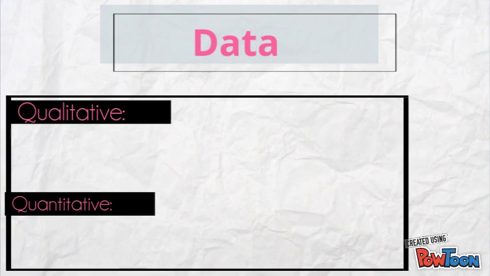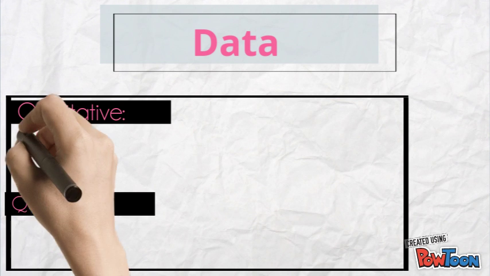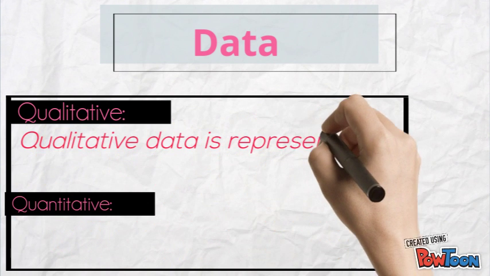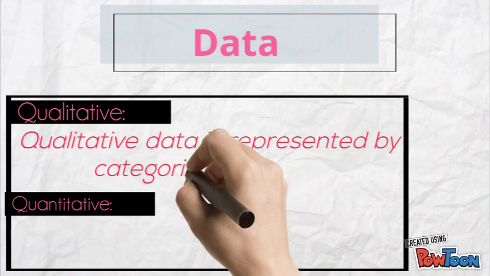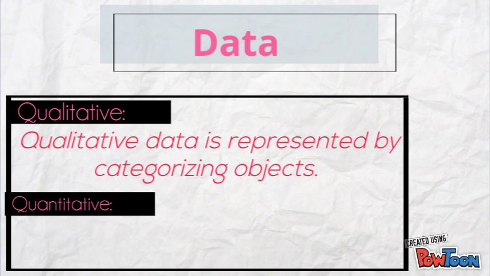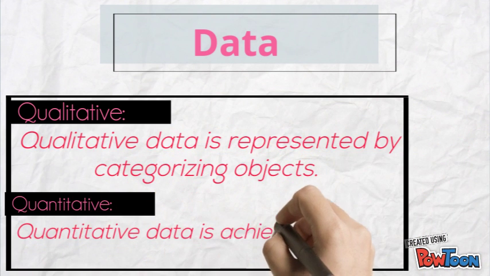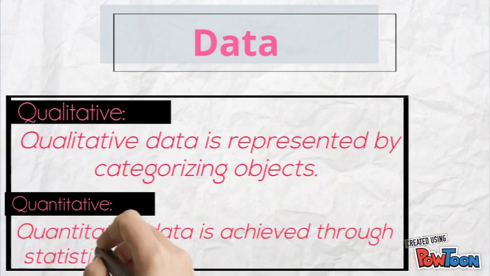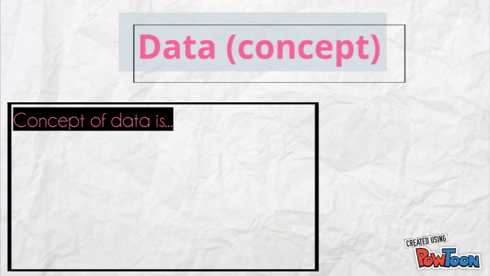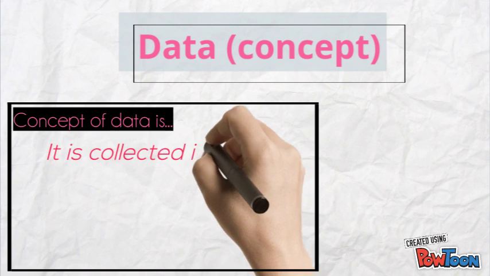Collect data. Data comes in 2 forms, qualitative and quantitative. Qualitative data is represented by categorizing objects. Quantitative data is in statistics, measurements, and so on. Data is collected in many forms.